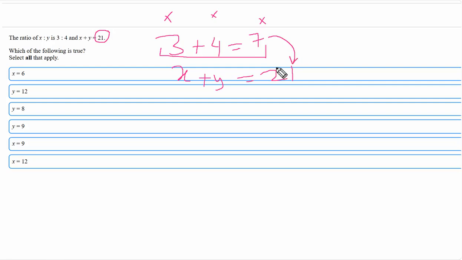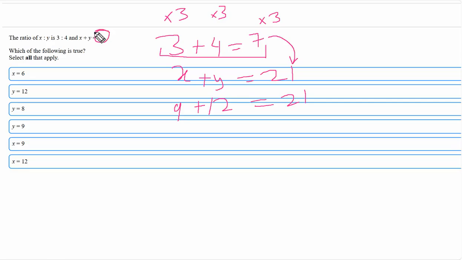That is a hint that they've given you for you to reach the answer. 7 times 3 gives you 21. So you do that with every number. 3 times 3 is 9. 4 times 3 is 12. You add them. Do you get 21? Yes, you do. So it means that they increased every number.